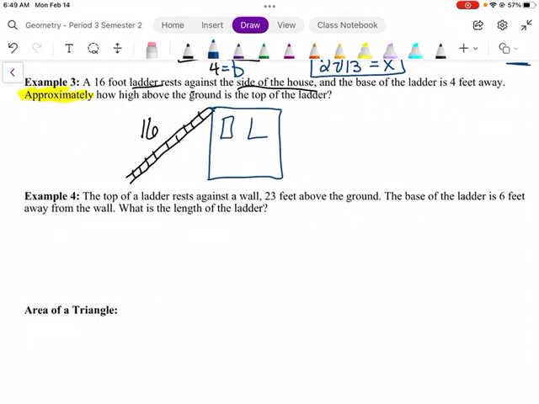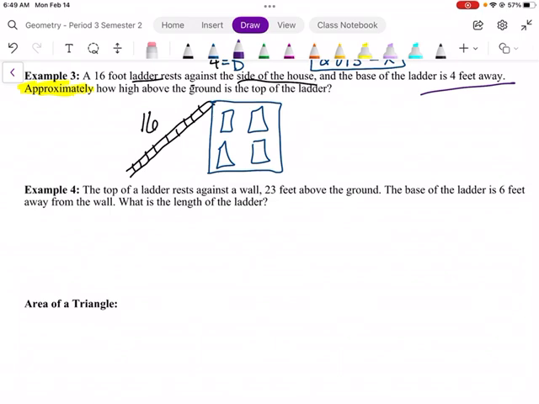There's my little house. And they tell us that the base of the ladder is 4 feet away. So here's the base of the ladder, and that's 4 feet away from the house. And it is safe to assume that any building, tree, or anything is going to form a right angle with the ground. So that gives us our right triangle. Now we're looking for the height of the building, which is going to be x. So we have our C, A, and our B value. Now we can plug it into the Pythagorean theorem.